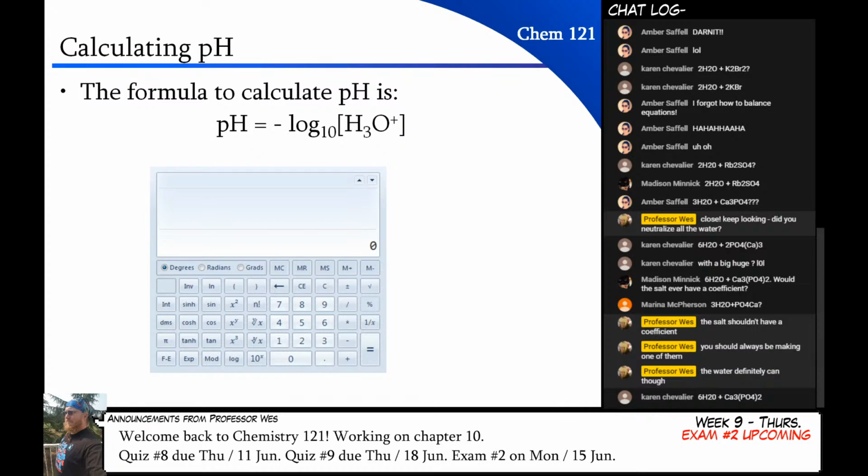And what this formula is, when I calculate the amount of acid in my solution, I'm going to get a molarity. And so the molarity is what goes in here. So this is the molarity of H3O+ in the solution. And so what I do is I put in that number, and then I take the log of that number, and then I flip its sign.